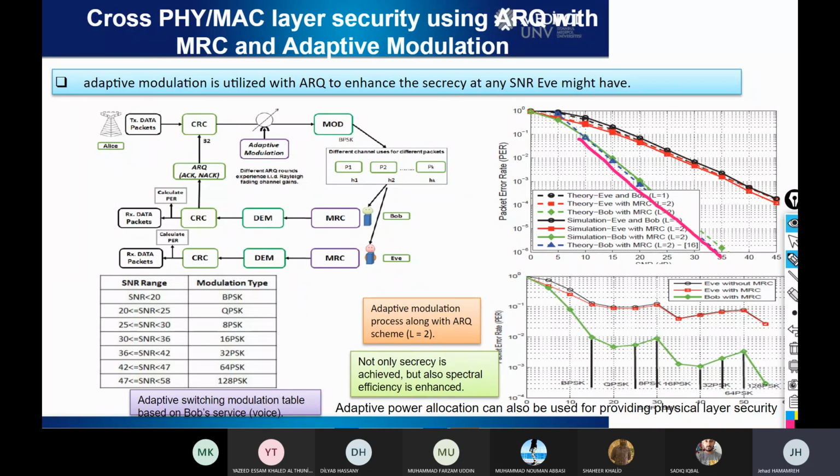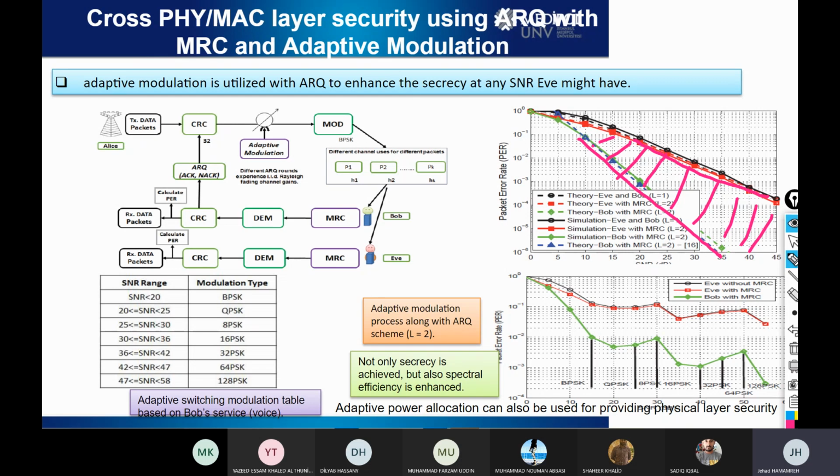But what if Eve has a signal to noise ratio equal to 40 and is using voice communication or video, which requires below 10 to minus 2 or below 10 to minus 3? He will be able to get the service with a very good quality. To prevent Eve from getting the service at high SNRs, we can use adaptive modulation.